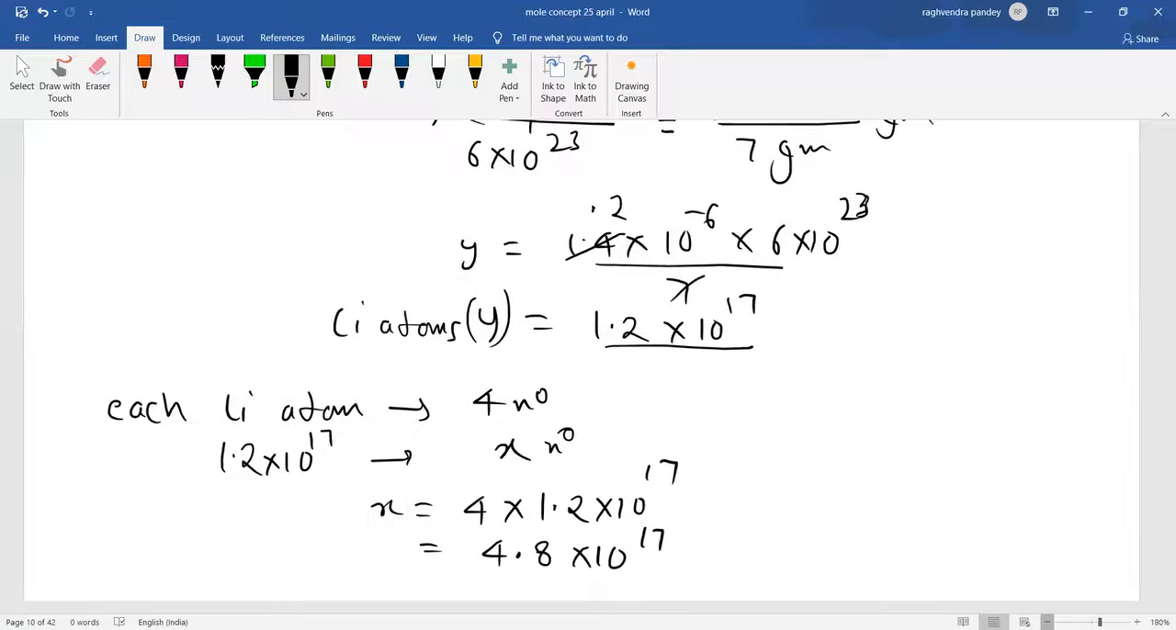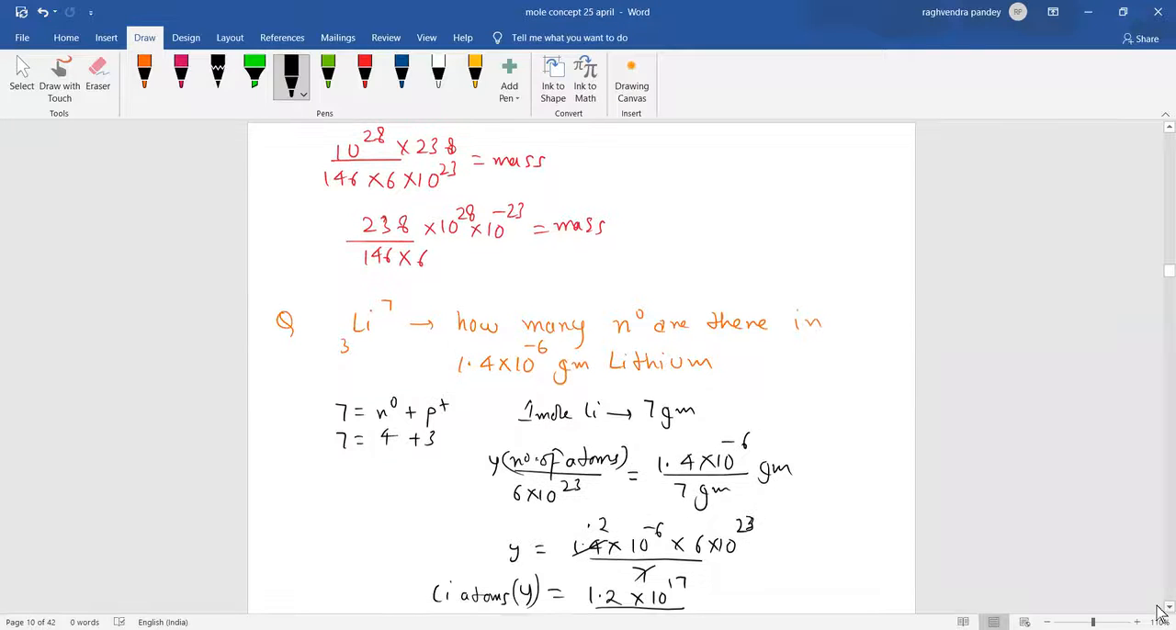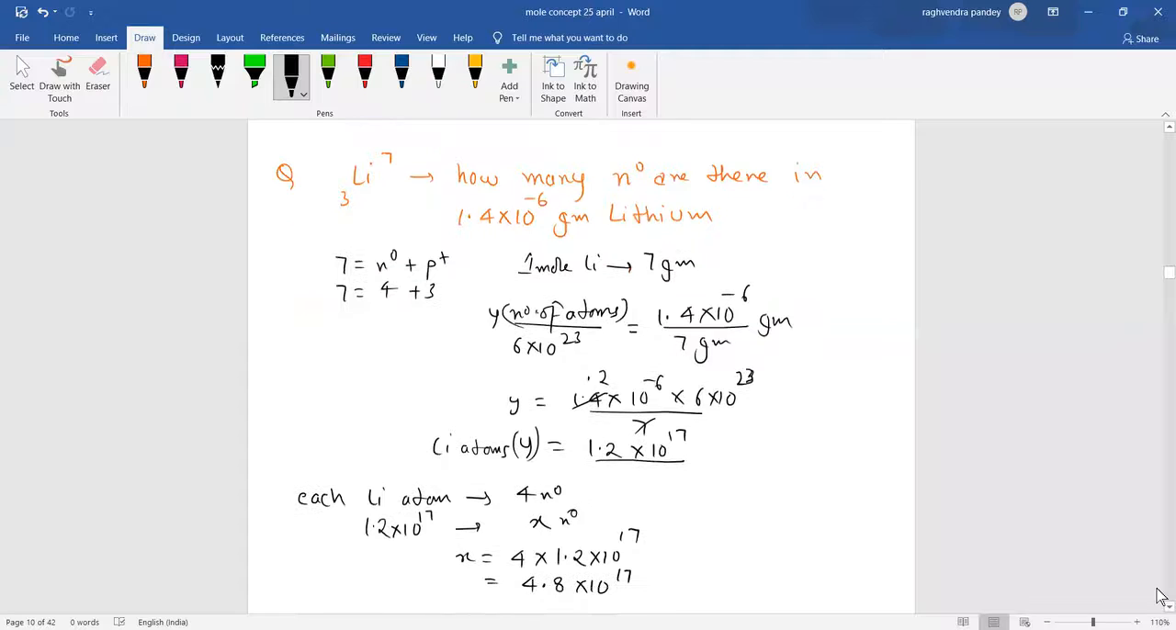Now you can ask me again. I am repeating the same question: how many neutrons are there in 1.4 into 10 to the power minus 6 gram lithium? This is the notation. When I write 7, 7 is your mass number. Mass number is neutron plus proton. And the protons here are 3, so obviously neutrons will be 4. That is the easier step.